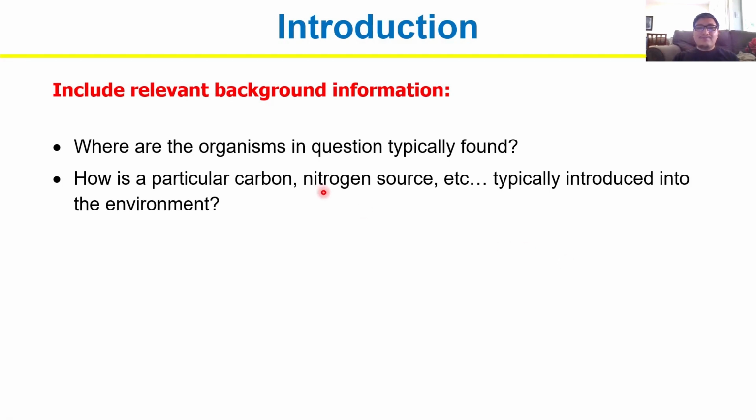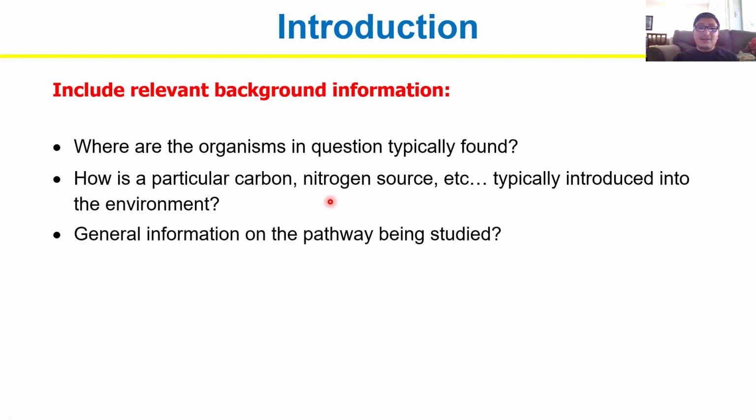So tell me, for each of your sections, for each introduction, how is the particular carbon and nitrogen source introduced into the environment? I also want general information on the pathway that we're studying. So if we're studying benzoate degradation, tell me about the pathway that bacteria or the different microorganisms use to break down caffeine or benzoate, whatever that section is. Tell me about that pathway.